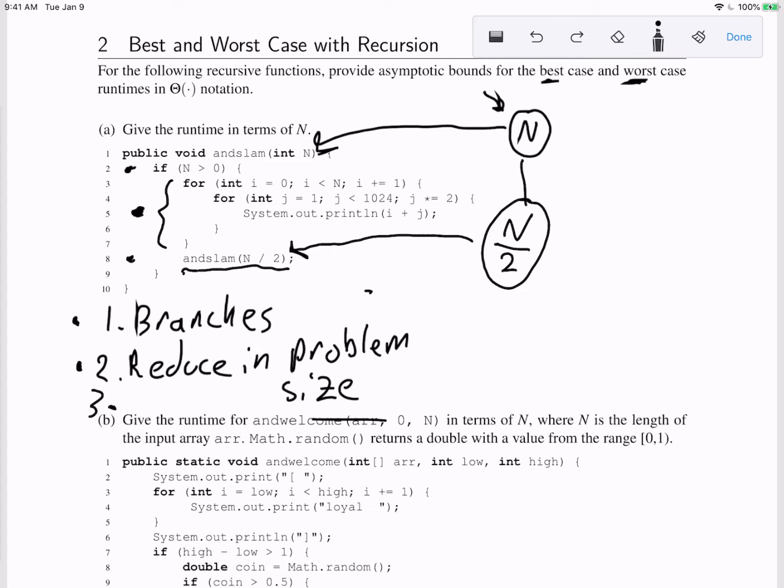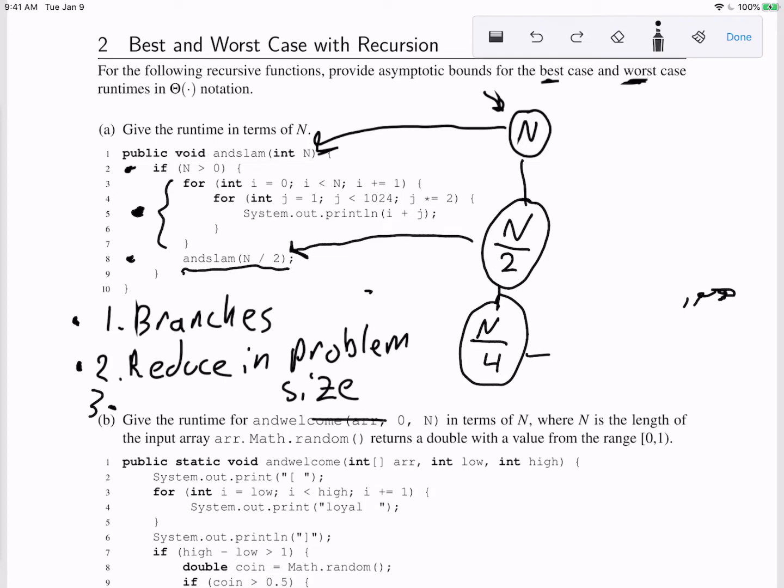In this case, there's just one, so every node will have one branch. If every node has one branch, it's basically like a list, right? Because if I go to this problem, what's the reduced problem size? Well, it's going to be n over 2. In this case, n is equal to n over 2, so it's going to be n over 4.